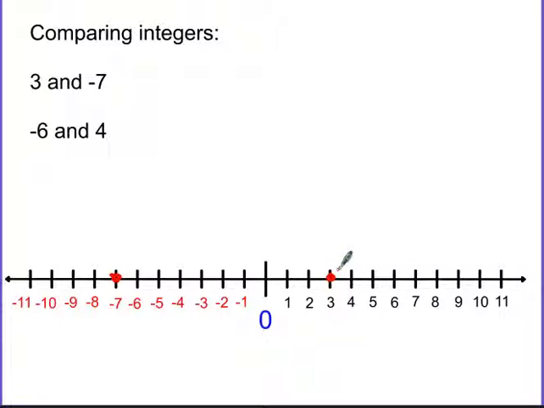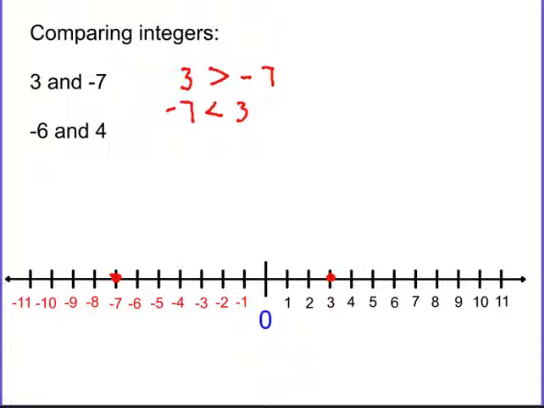Since the 3 is further to the right, that means what? It's greater, because it's to the right of the -7. So 3 is greater than -7. And since -7 falls to the left, what does that mean? It's less than. -7 is less than 3. On your homework today, it'll say to write two inequalities for each of the values listed. So you'll have to write it both ways.